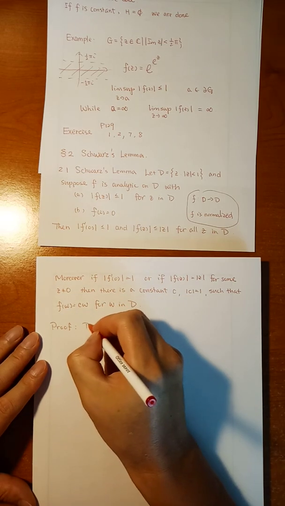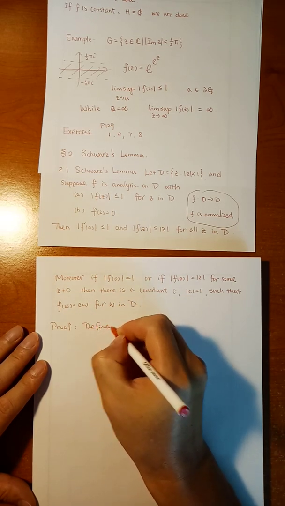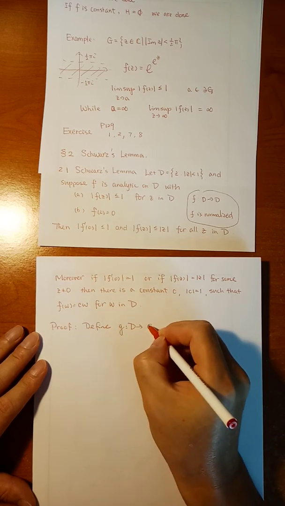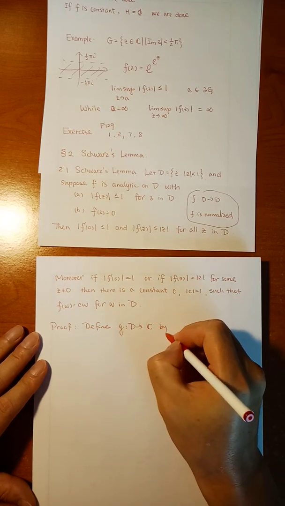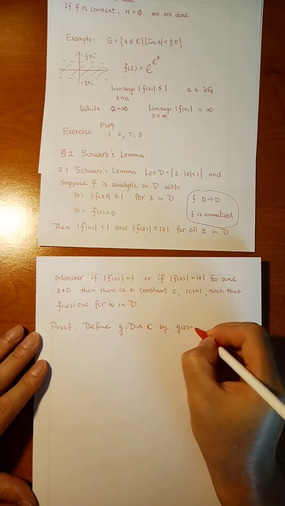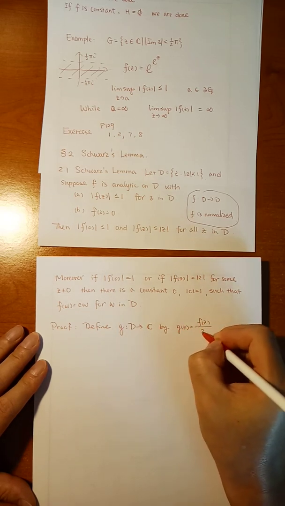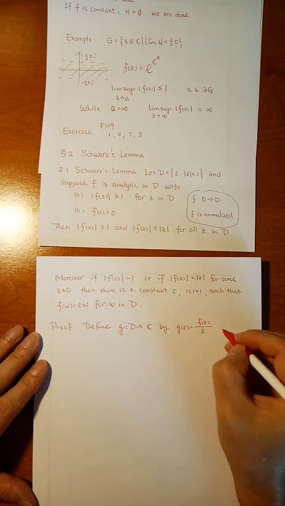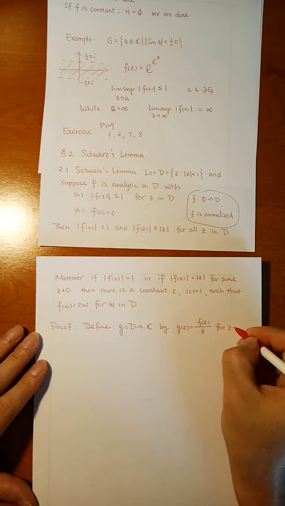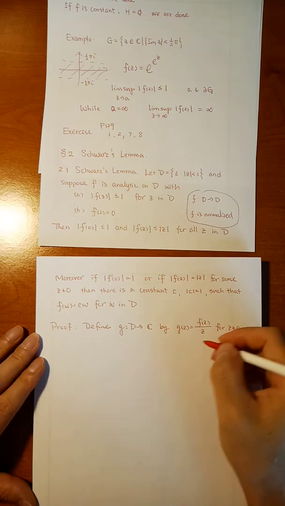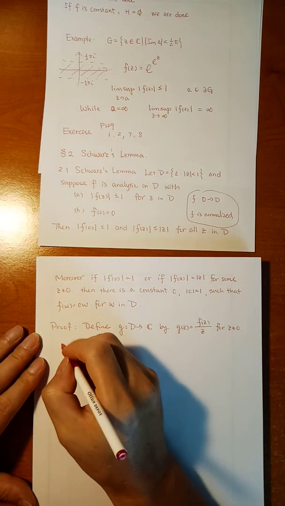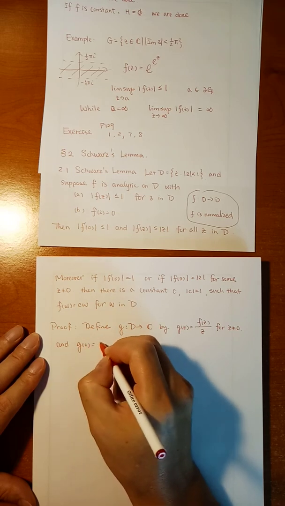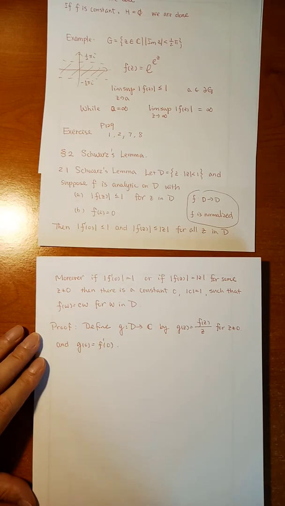So first we define a function g from D to C by g of z is equal to f of z over z. You have the division, so the denominator is not equal to 0. Then what happens if z equal to 0? We define g of 0 is equal to f prime of 0.